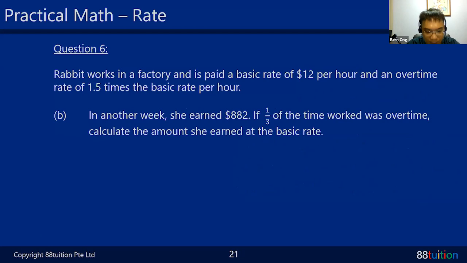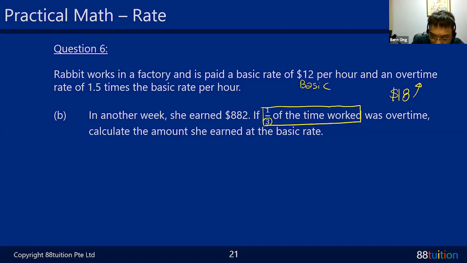Moving on. 6B. In another week, remember $18 is overtime and the normal hour is $12, which is basic. In another week, she earned $882. 1/3 of the time. Oh, careful. What's the meaning of 1/3 of the time worked? Remember in primary school? The 3 represents the total time worked. 1 is the overtime.